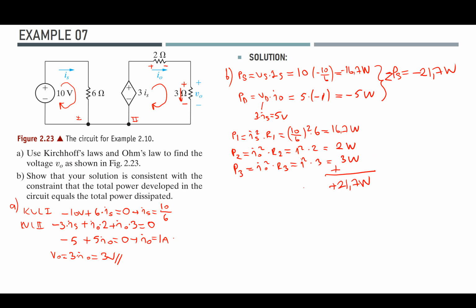So this is the total power of the resistors. So as you can see, the total power in the circuitry should be the total PS plus the total PR, which would make it 0, as you can see. So the solution is consistent with the conservation of energy. Let us continue with the next example.